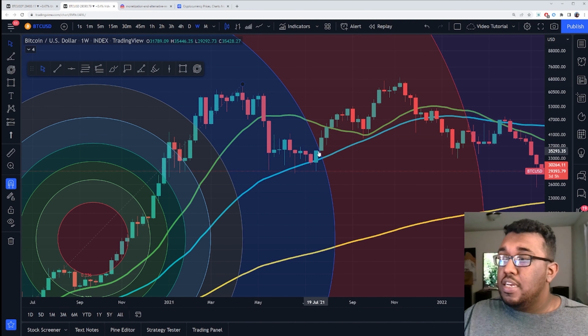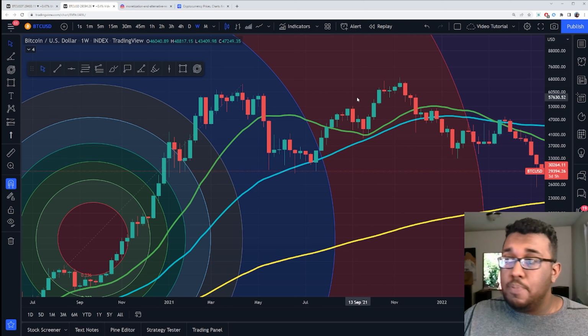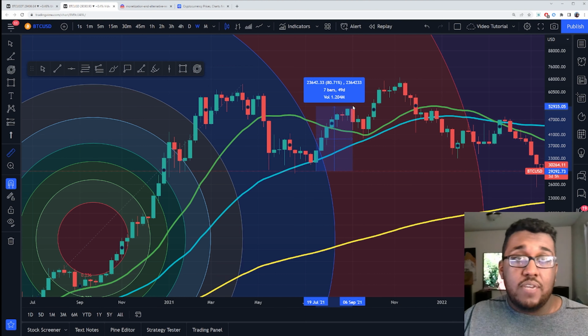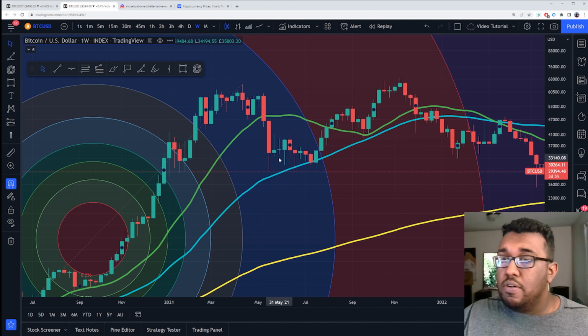And as you can see, as soon as we broke above this blue line right here, we started to really rip and have a good little rally. Let's see how long this rally really took. We had a rally of about 80% for Bitcoin. Not too shabby there, okay?